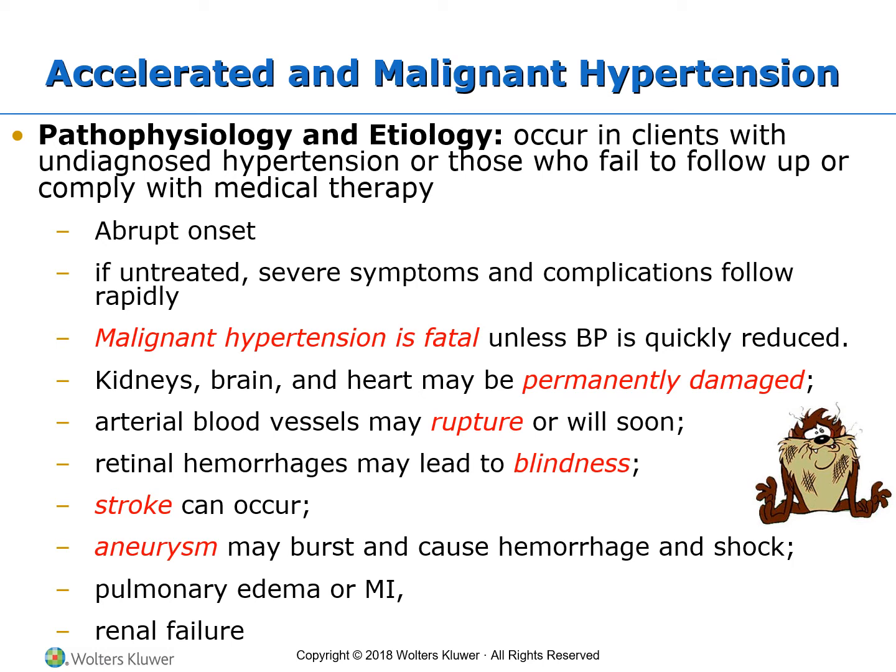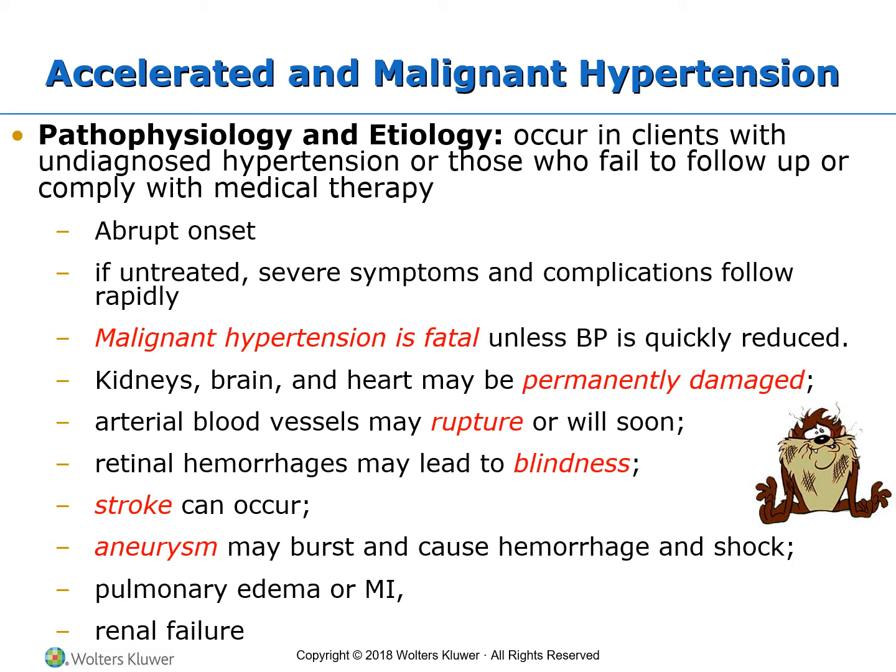Accelerated hypertension and malignant hypertension occur in clients with undiagnosed hypertension or in those who fail to maintain follow-up or adhere to medical therapy. Accelerated hypertension and malignant hypertension usually have abrupt onset. If untreated, severe symptoms and complications follow rapidly. Malignant hypertension is fatal unless blood pressure is quickly reduced. Even with intensive treatment, the kidneys, brain, and heart may be permanently damaged.